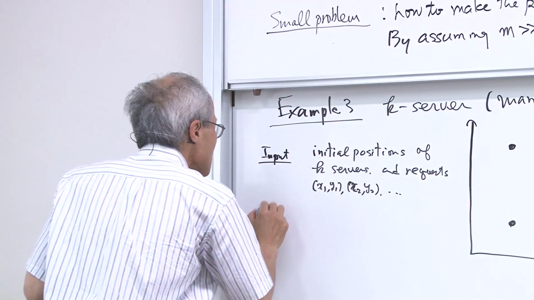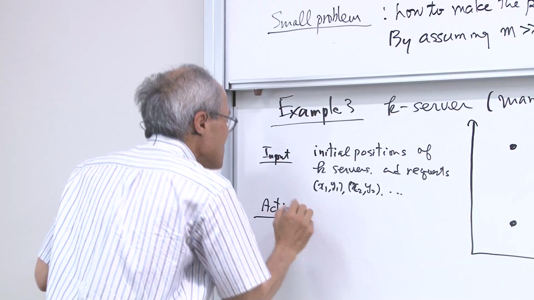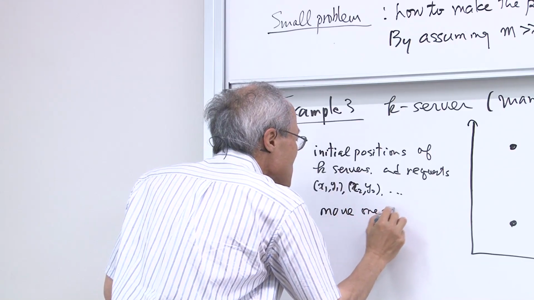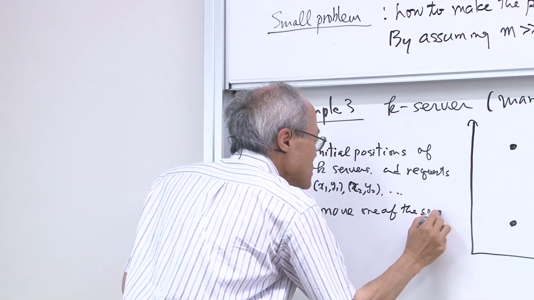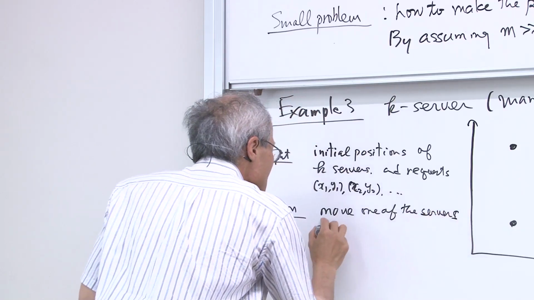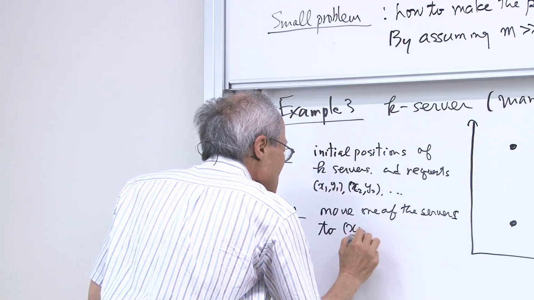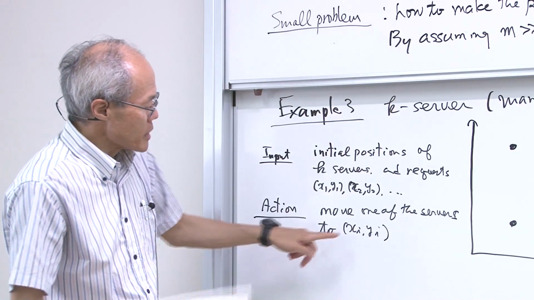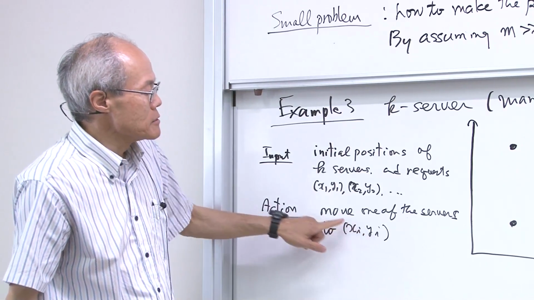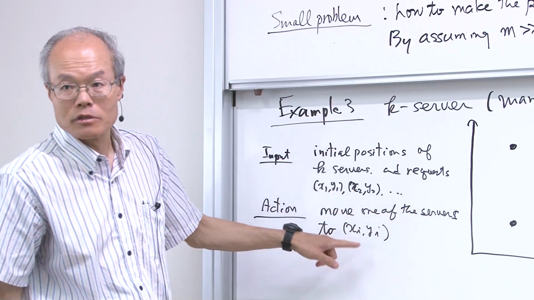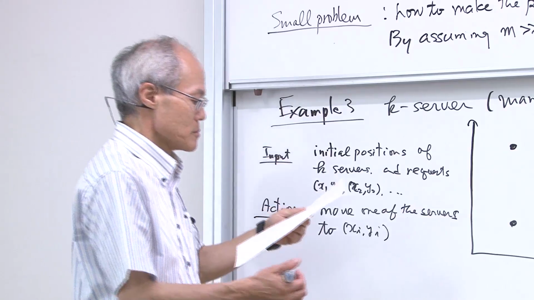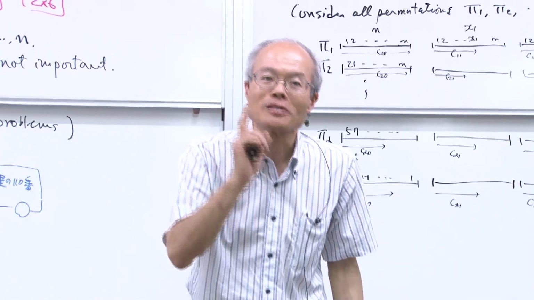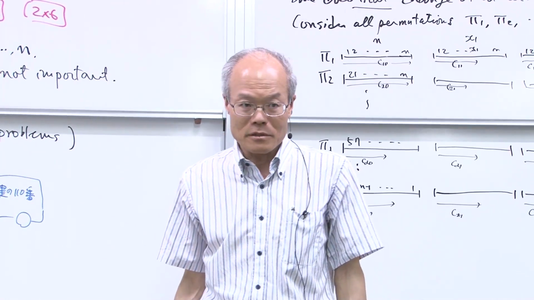Your action is to move. For the ith request xi, yi, you have to move one of the servers to the requested position. That is your action. Of course, your choice, your strategy, is which server to be moved. That is your strategy.